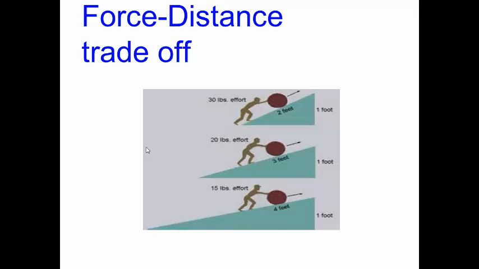With every simple machine, there's a force-distance trade-off. In each of these pictures, you can see that we're going to take this rock or boulder, move it up 1 foot of vertical height. The longer you can make the ramp, however, the less effort force it's going to require. That's what we mean by that force-distance trade-off with simple machines.